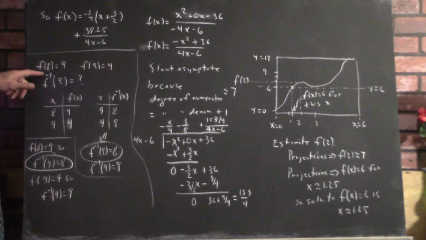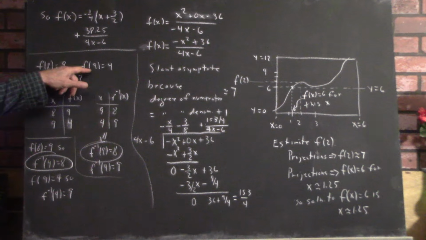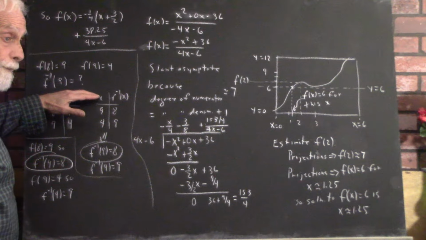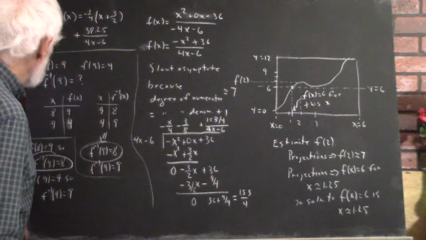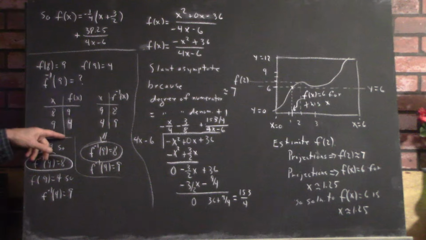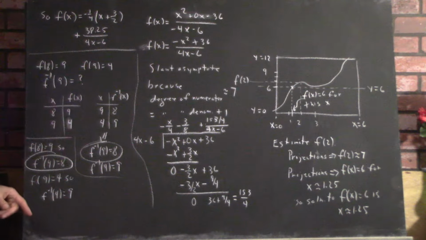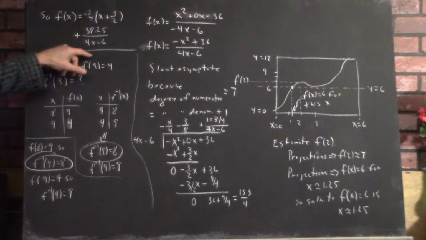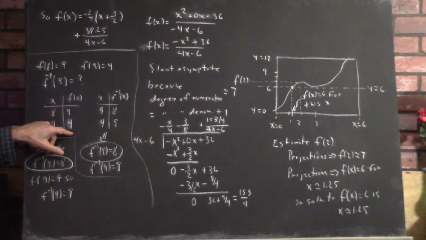Okay, we're given that f of 8 equals 9 and f of 9 equals 4. We want to find f inverse of 9. There are two ways to do this. One way is, let's go ahead and make a table listing what we know about the function. We know that f of 8 equals 9, so we have this. We know f of 9 equals 4, so we have this.